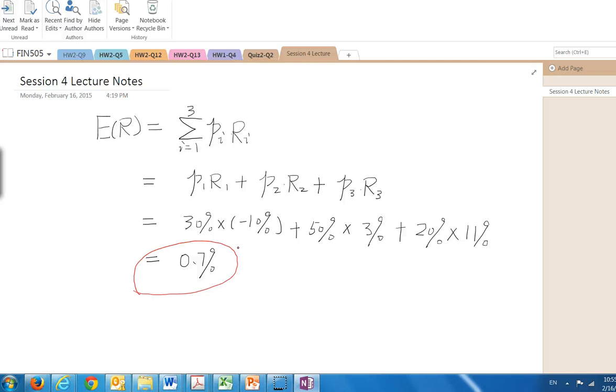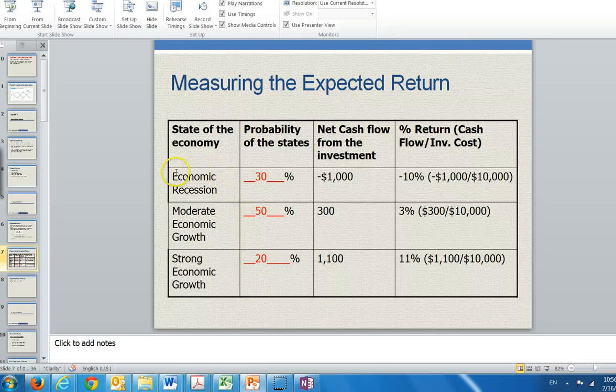And as we said, this expected return may be different from what we call the realized return. What that means is, even though we can have three possible economic states, only one can happen. If it's an economic recession, then the return will be negative 10%, and this negative 10% is called the realized return. If it's moderate economic growth, then it's going to be 3%, which is also a realized return. And if it's strong economic growth, then the return will be 11%. Only one state will happen.